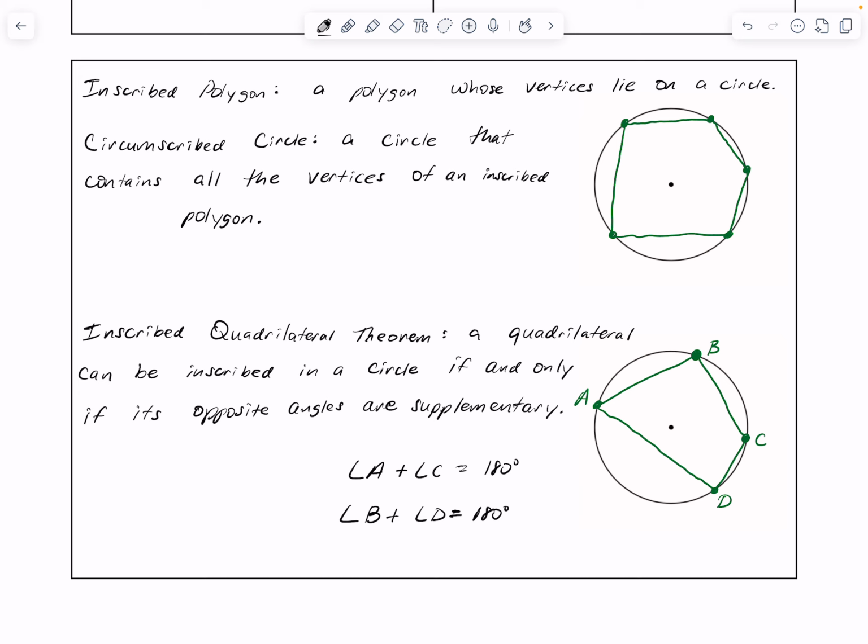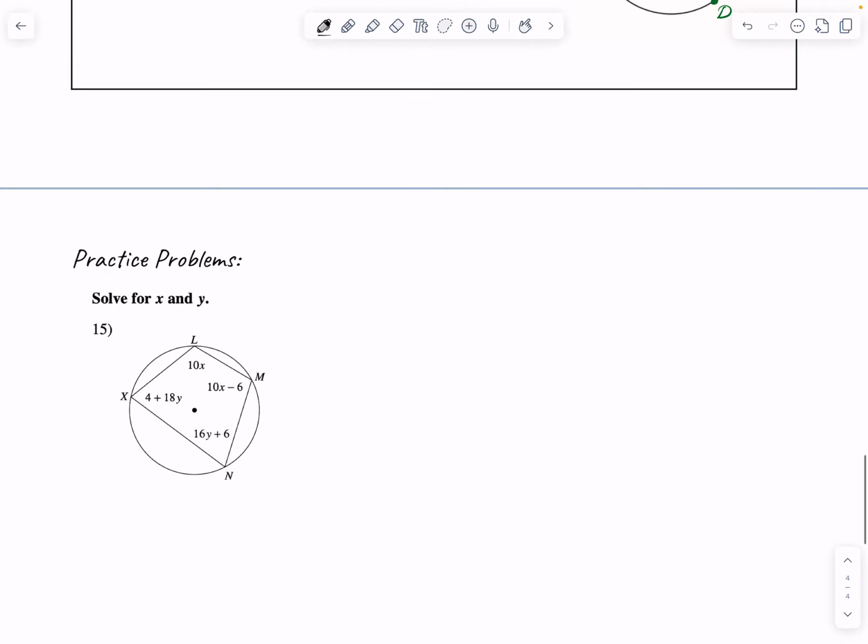Now we're going to be using a theorem to do 2 questions in this video, so it'll be a pretty short video. But we're going to use this inscribed quadrilateral theorem, which says a quadrilateral can be inscribed in a circle if and only if its opposite angles are supplementary. So if you look at this green quadrilateral with vertices A, B, C, and D, angle A and angle C add up to 180 degrees, as well as angle B and angle D. Okay, let's try a couple examples here.